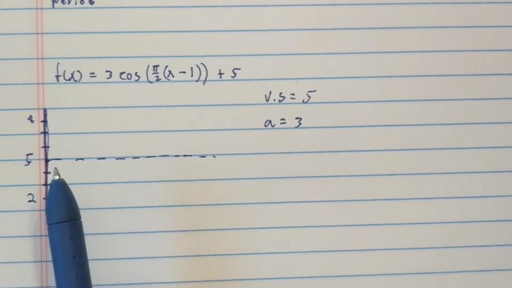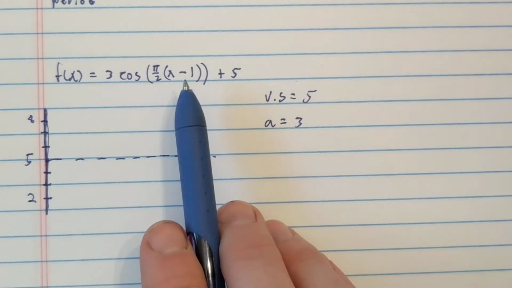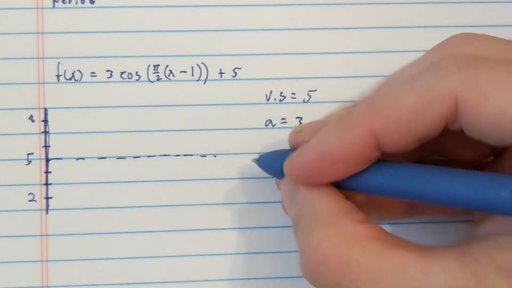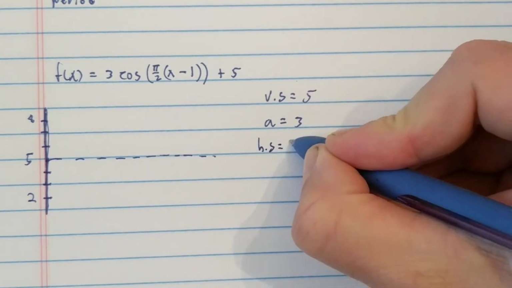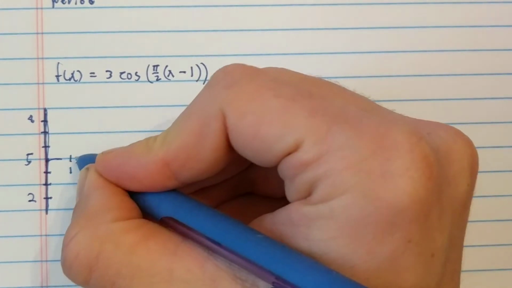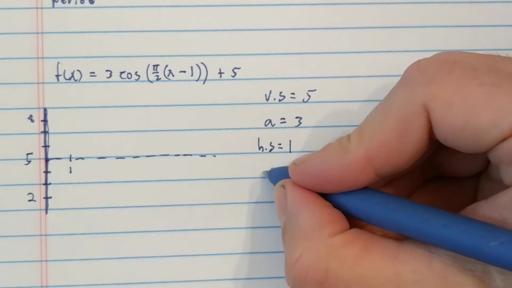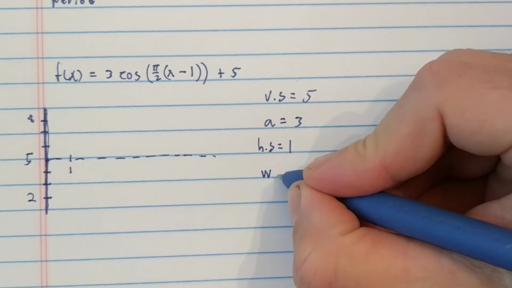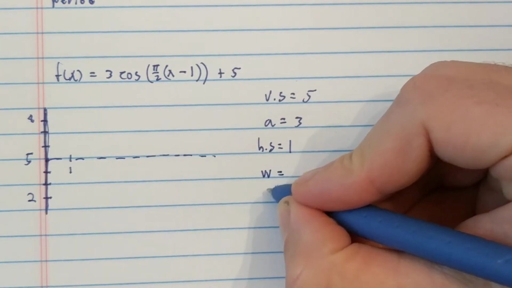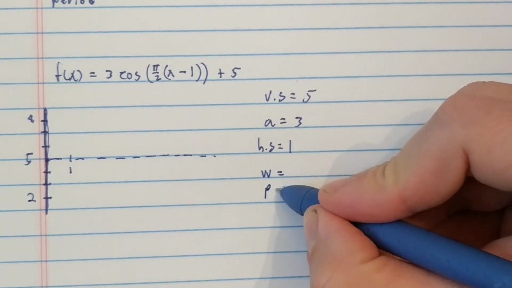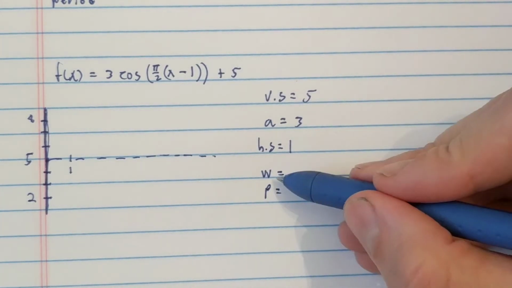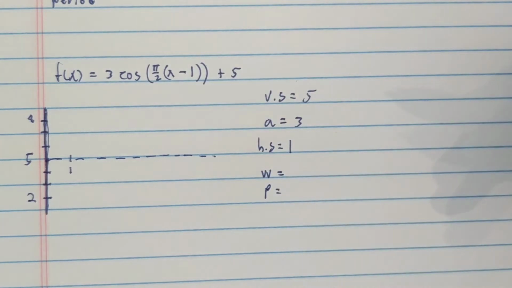Well, first we need to figure out where we start. Usually we start at 0. However, this actually has a horizontal shift. So we're actually going to start at 1. Now, we need to figure out what the wavelength or the period is, so oftentimes it'll be a p. So wavelength and period are totally interchangeable. They're the exact same for both.